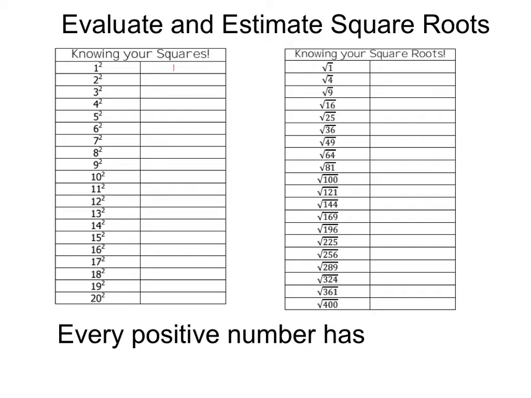1 squared is 1. 2 squared is 2 times 2, that's 4. 3 squared is 3 times 3 is 9. So on and so forth. You're going to finish that chart.